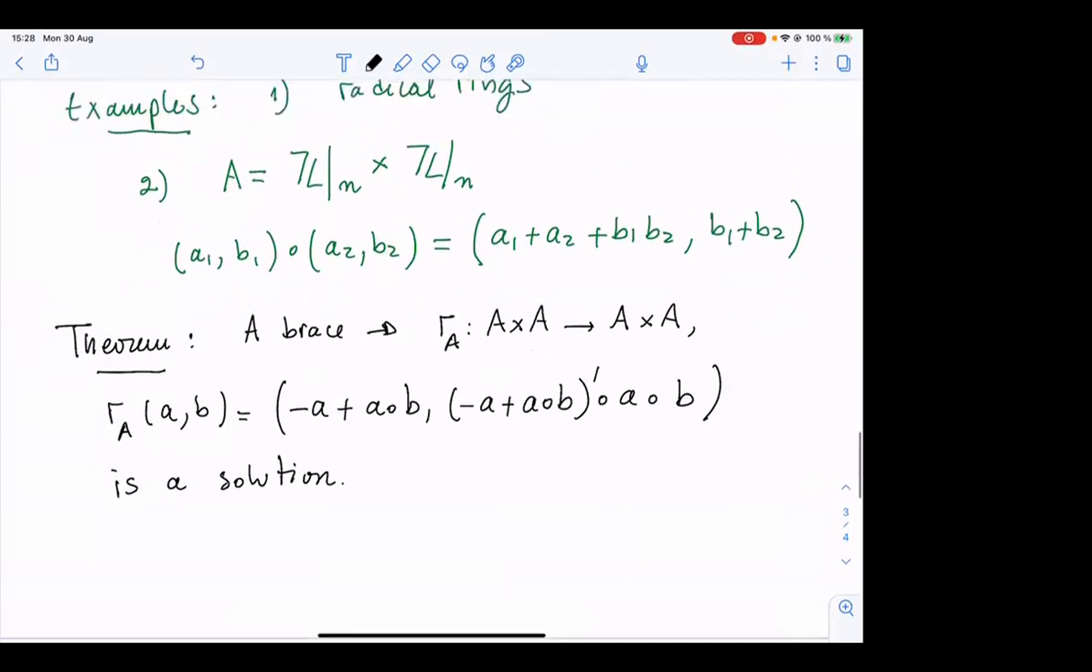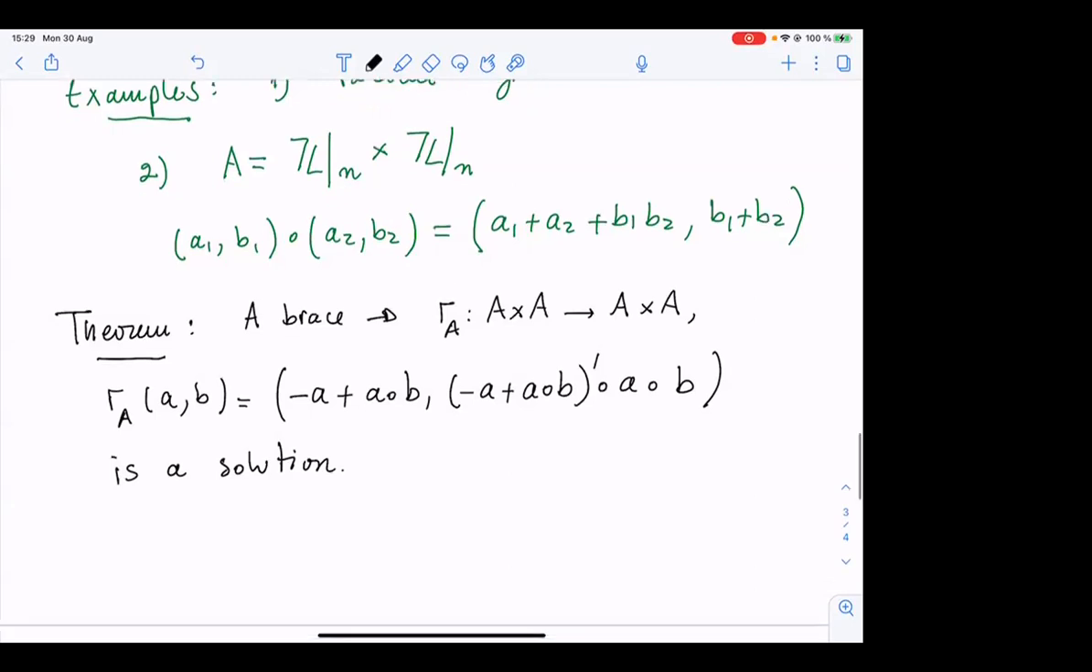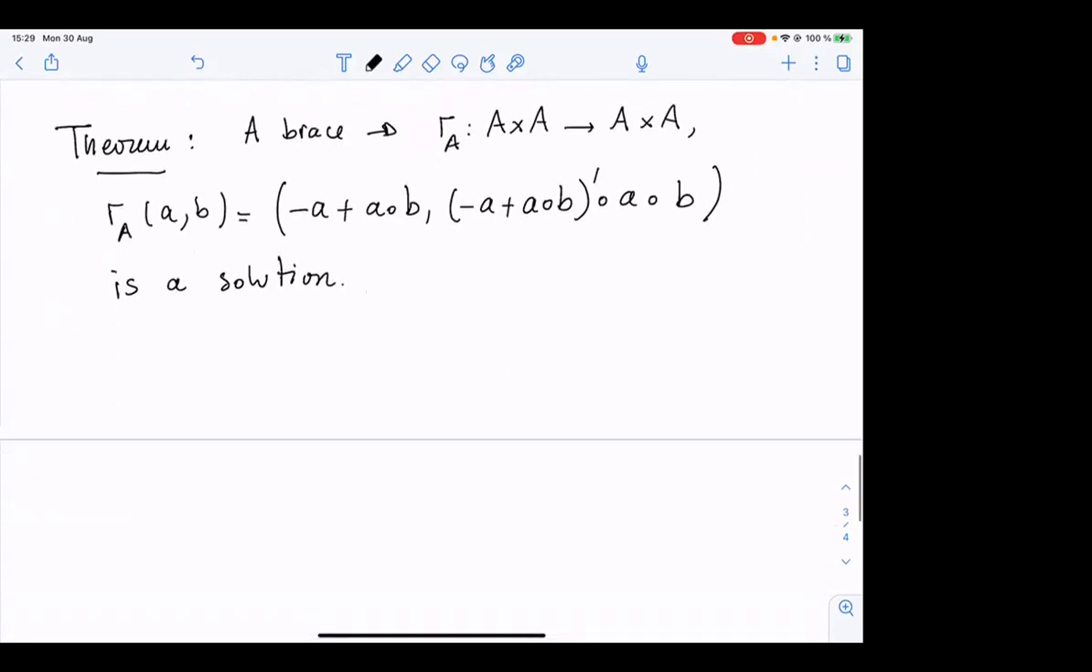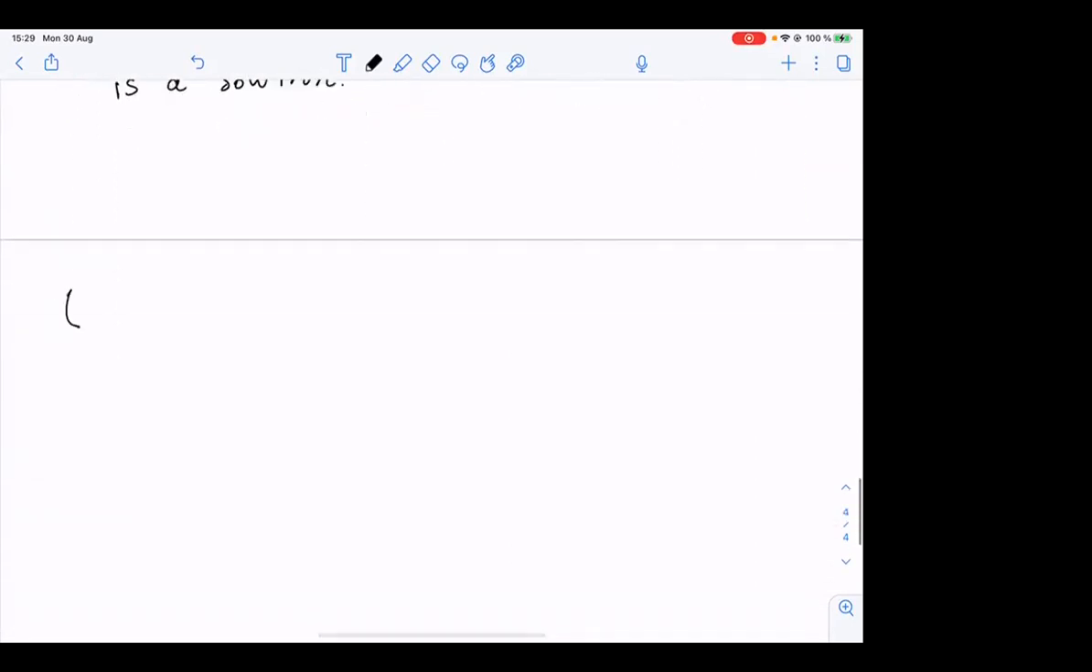Okay, and you can go further. It's not only that with braces you can produce solutions, but essentially every solution can be produced using a brace. I will mention this later, but I need to explain a little bit more in order to do this. So as usual, let's start with a solution. So a non-degenerate involutive solution, finite.